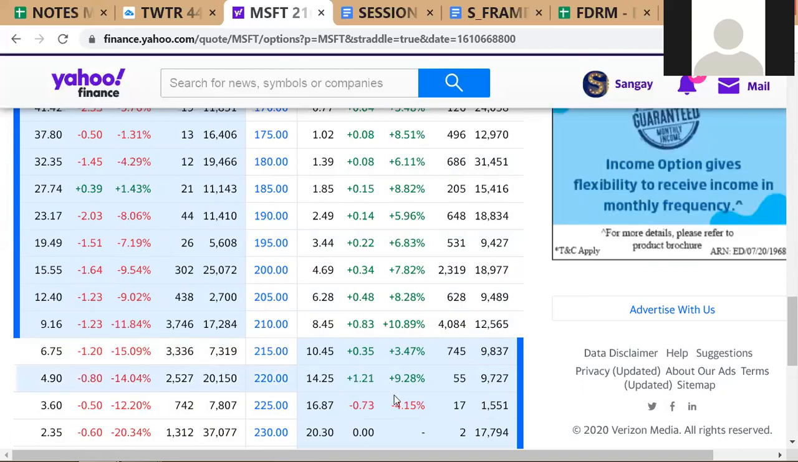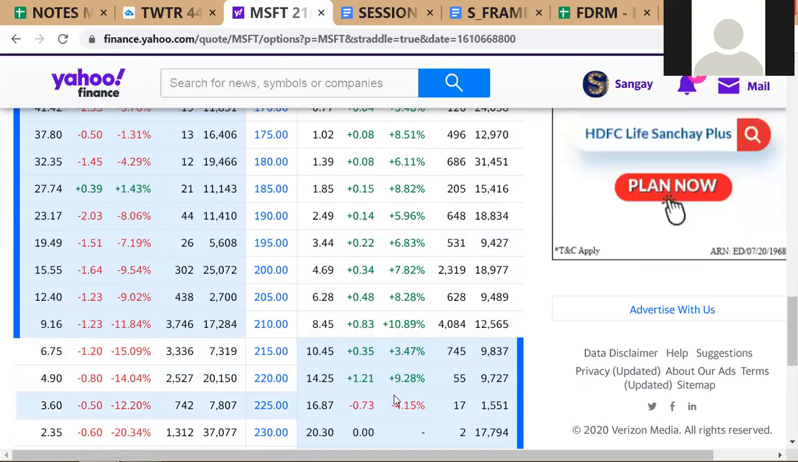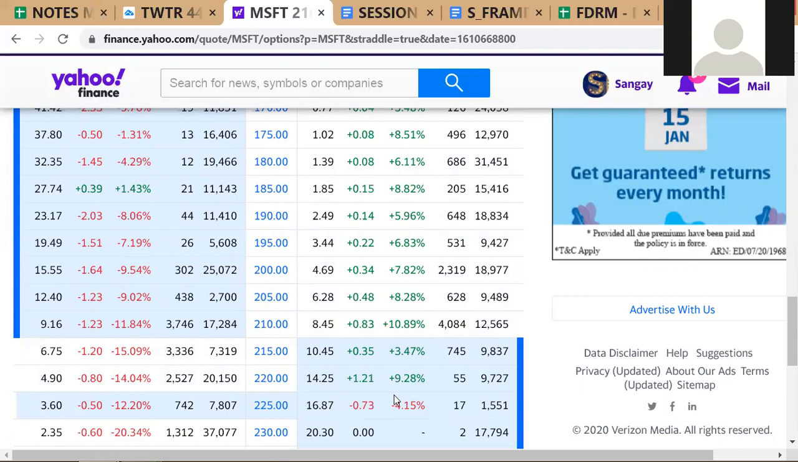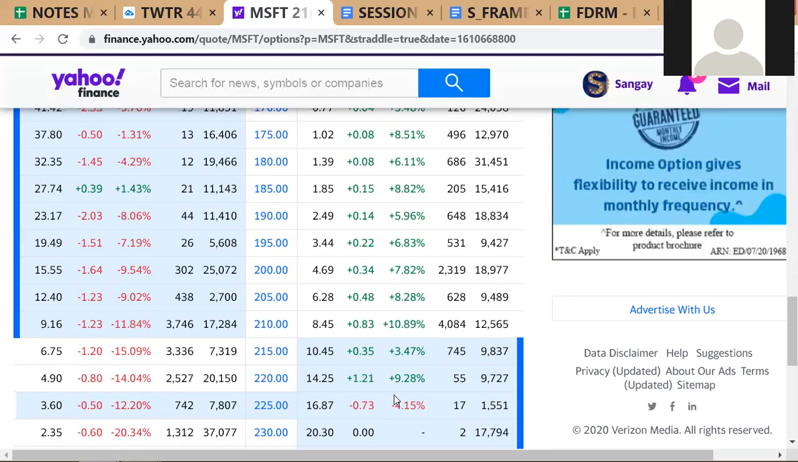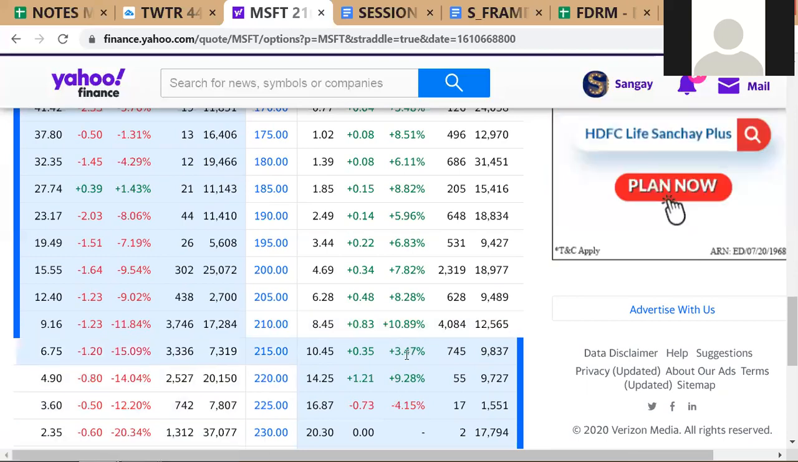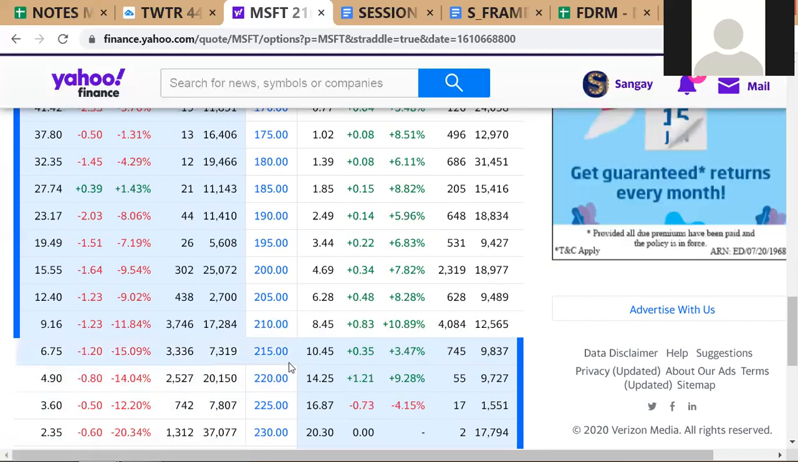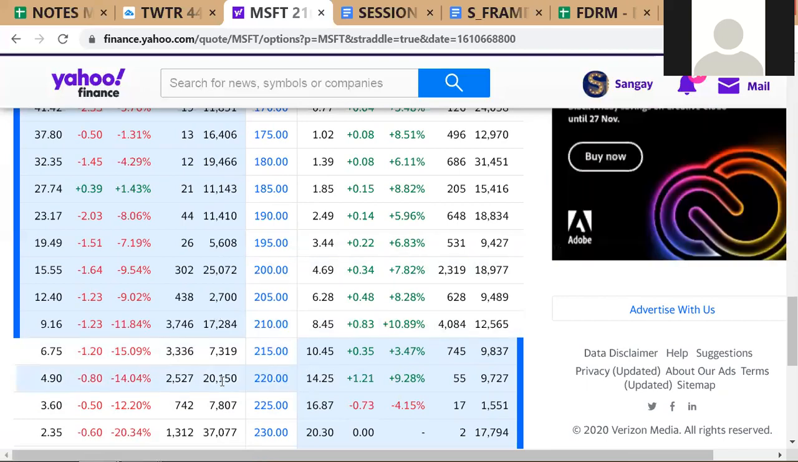Please make sure you get very familiar with the kind of language I'm using here. This is just a matter of practice. Everything is practice. You should be able to very quickly figure out which is in the money and which is out of the money. This is where Utsav's point about intrinsic value comes in, the moneyness of the option.